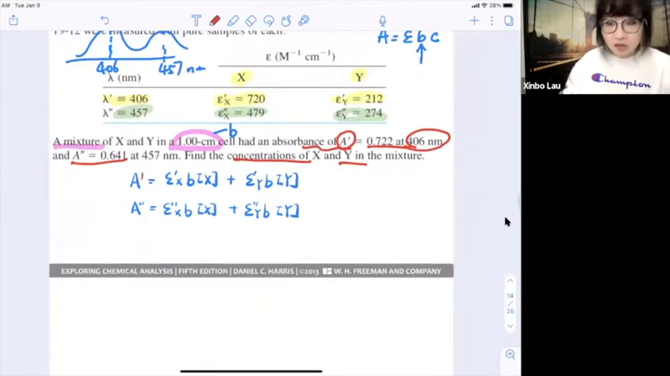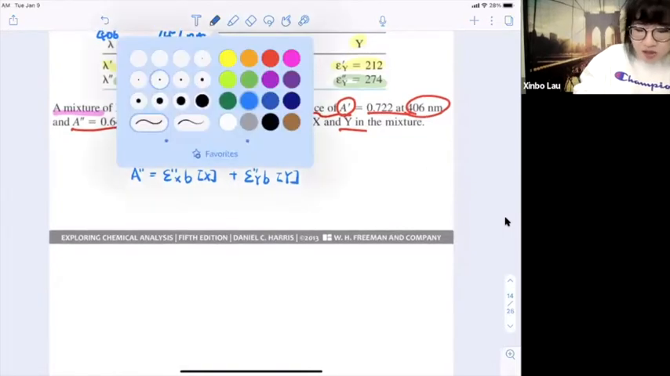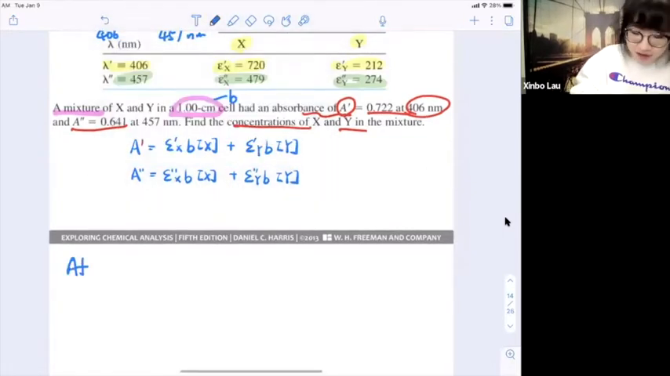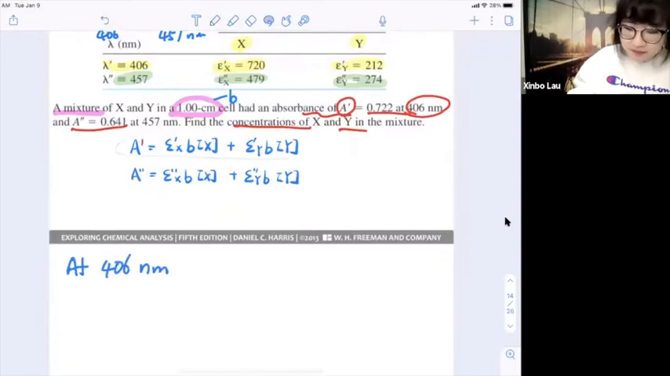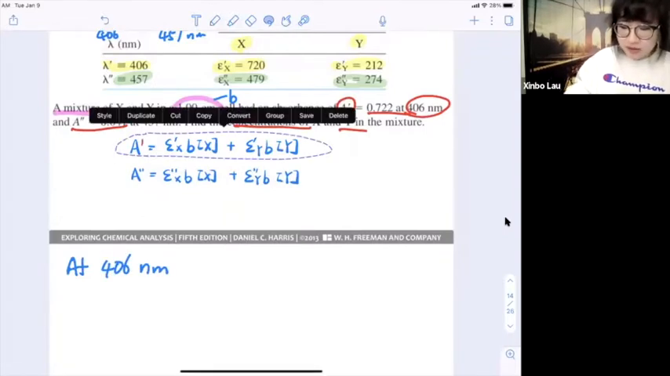Again, there are so many numbers. What am I supposed to use, what am I not supposed to use, right? Let's be clear about what each symbol represents, so you know for sure what to use. Now look at this. Clearly, we're dealing with 2 different wavelengths. So at 406 nanometer, you're supposed to use this equation, right? So that's the equation I'm going to use.